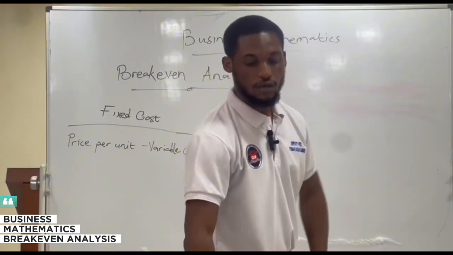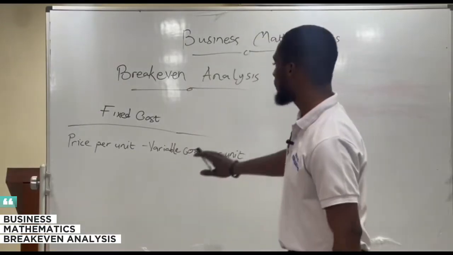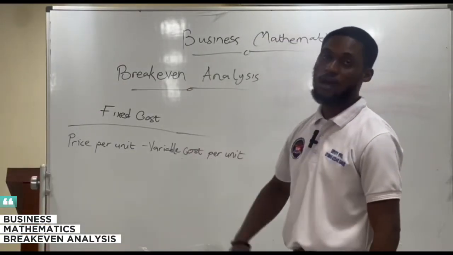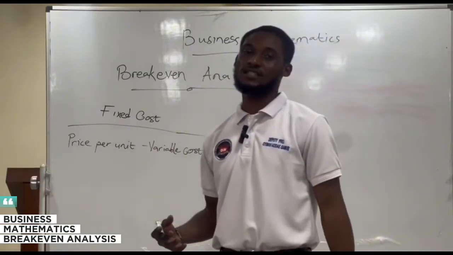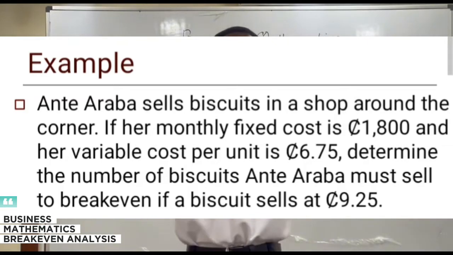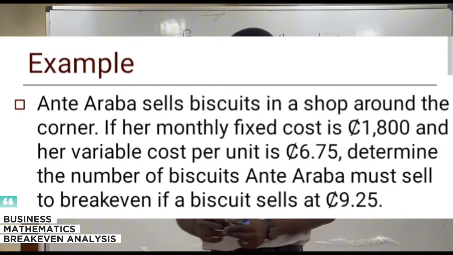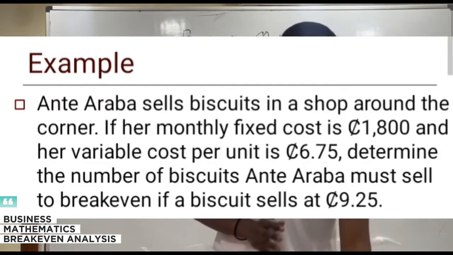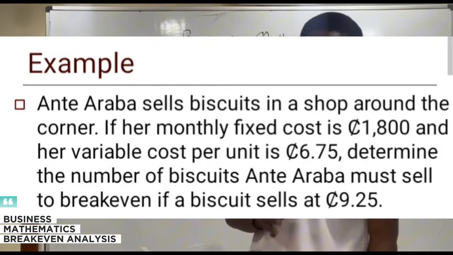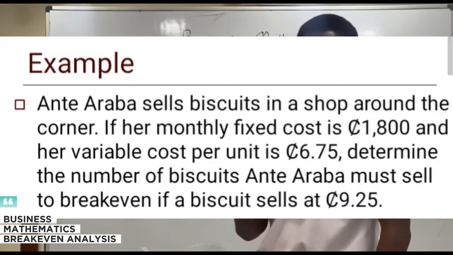So now we will have to solve an example here, because our main concern is how to solve questions under break-even. There's an example here we have to solve that will give us an idea on how this break-even formula is used. So Auntie Araba sells powder in a shop around the corner.